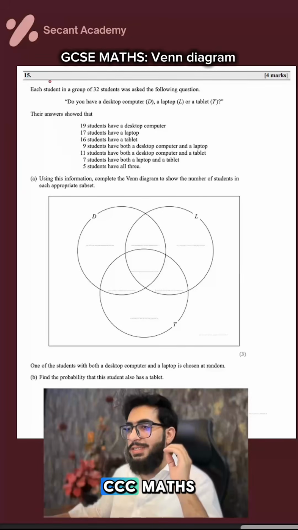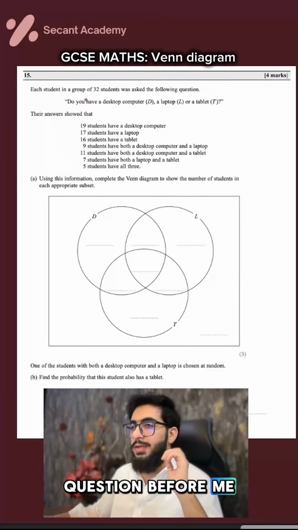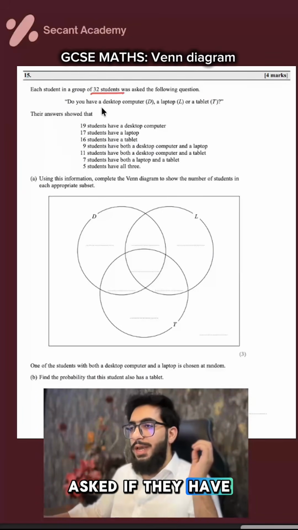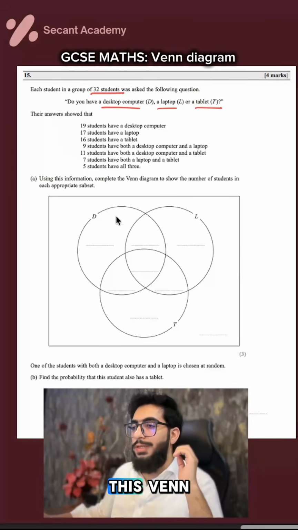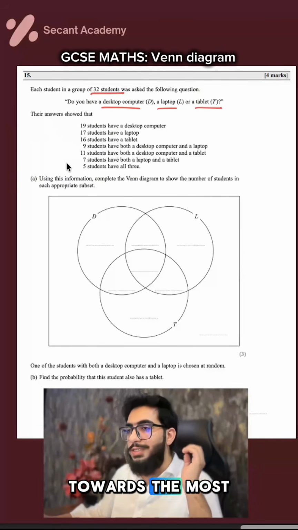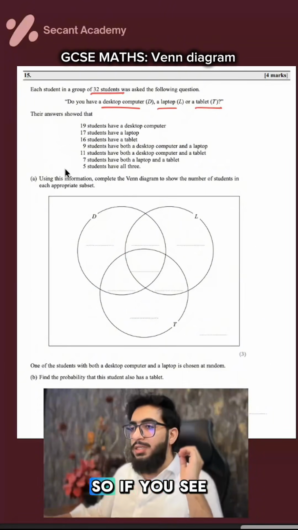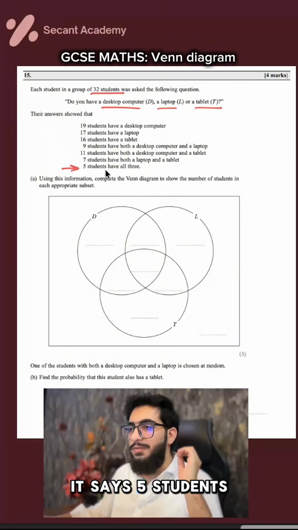Try solving this GCSE Math Venn diagram question before me. So 32 students were asked if they have a desktop computer, a laptop or a tablet. Now we have all the information required to fill this Venn diagram, but we will go towards the most specific statement first. So if we see the last statement, it says 5 students have all three.